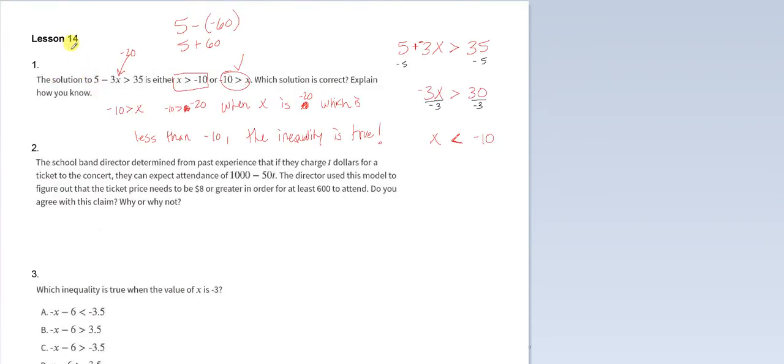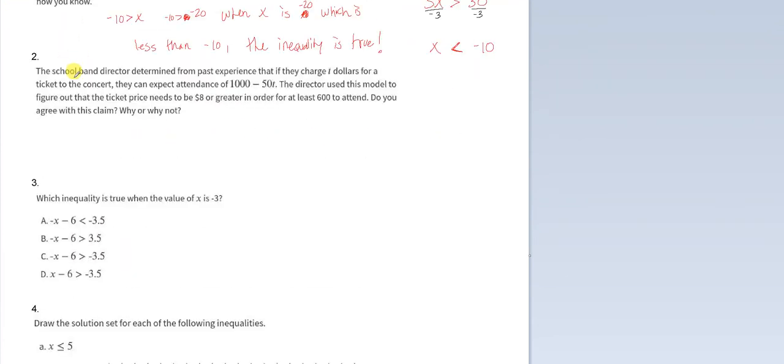On number 2 of lesson 14, we have this band director that has this formula that predicts the attendance based on their ticket prices. And he says, from past experience, if we charge T dollars for tickets to the concert, they can expect an attendance of 1,000 minus 50 times the price that they charge on the tickets. And the director used this model to figure out the ticket price needs to be $8 or greater in order for at least 600 people to attend. Do you agree with his claim?